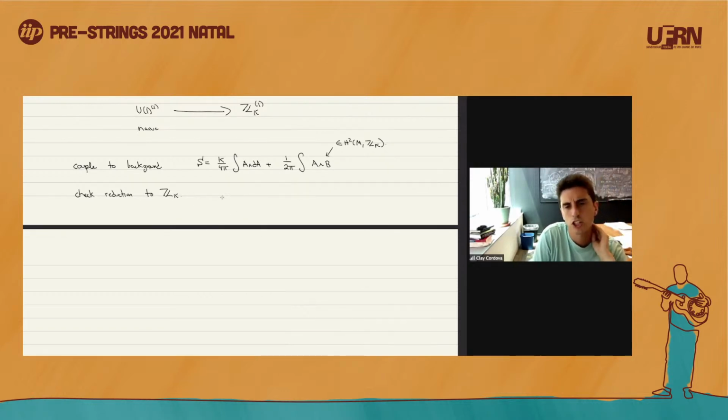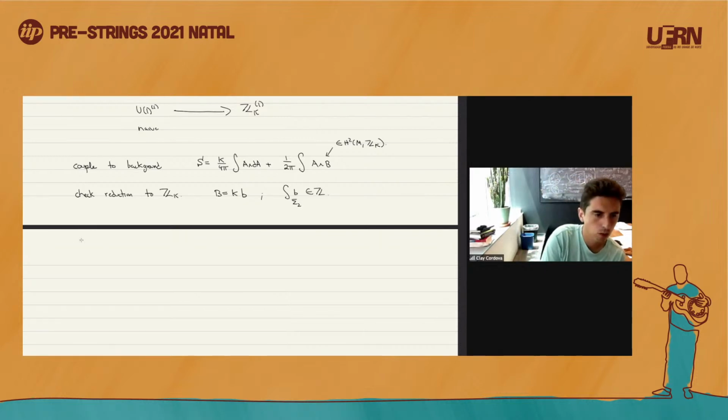So if we want to check the reduction to Z_K, we'll set big B equal to K times little b, where little b is properly quantized, meaning that the integral of little b over any manifold is an integer. And what I would like to show you is that if I consider such a big B field, then it will drop out of the path integral. So this will be equivalent to coupling to no gauge field.